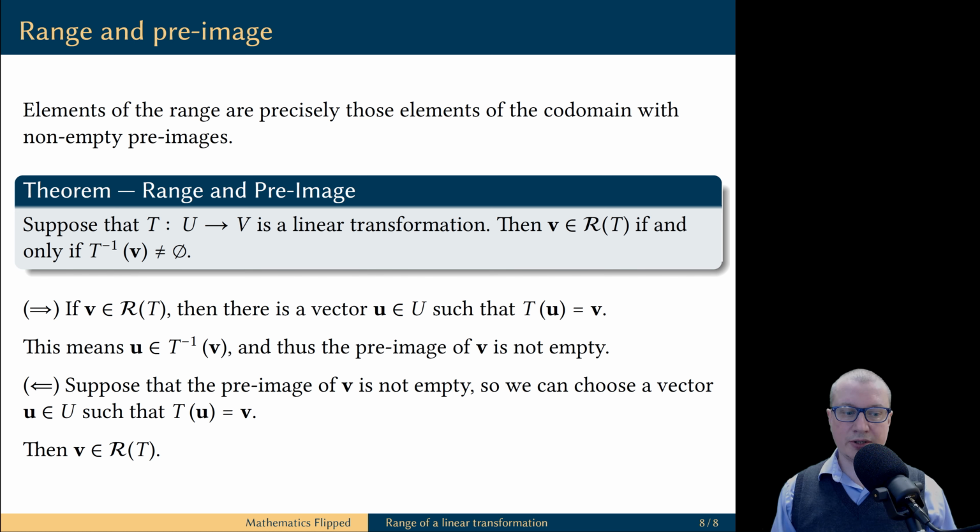In the opposite direction, let's assume that the preimage of a vector v in the codomain is not empty. This means we can find at least one vector u in this preimage, and in turn, this says that t applied to the vector u is equal to the vector v. But this says that the vector v is a value of the linear transformation, therefore it belongs to the range.